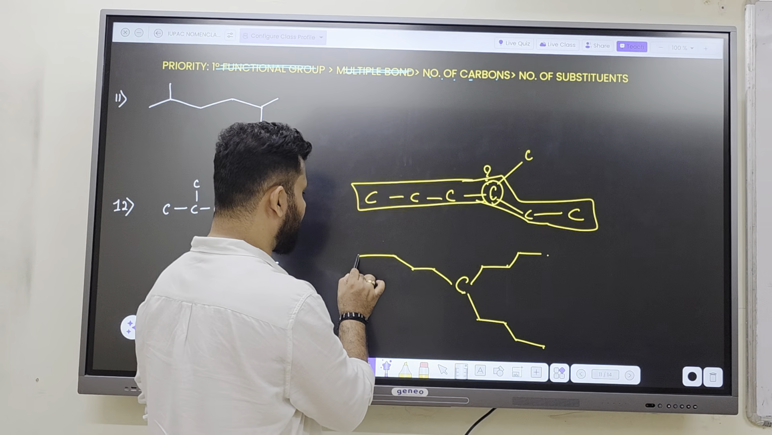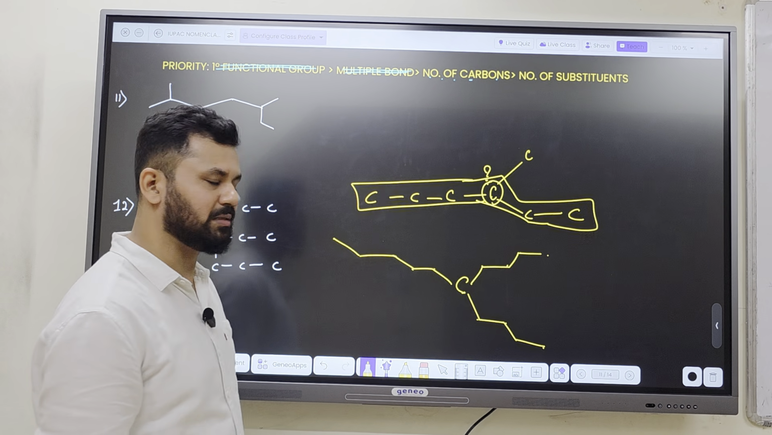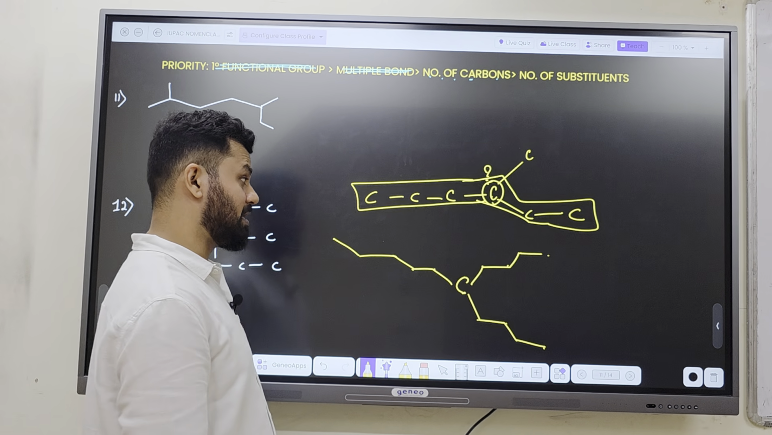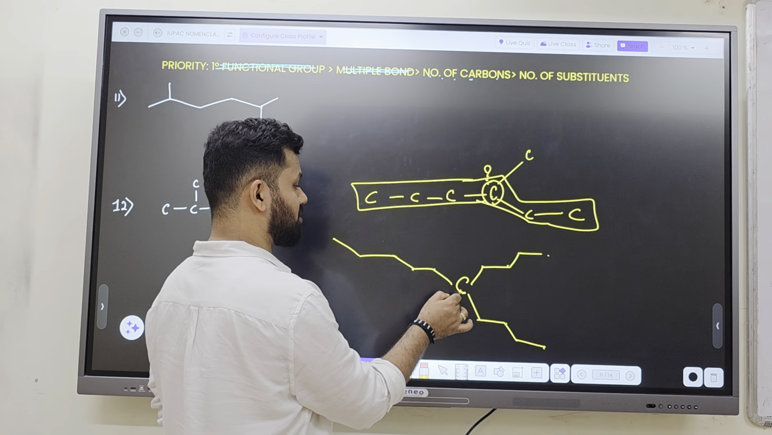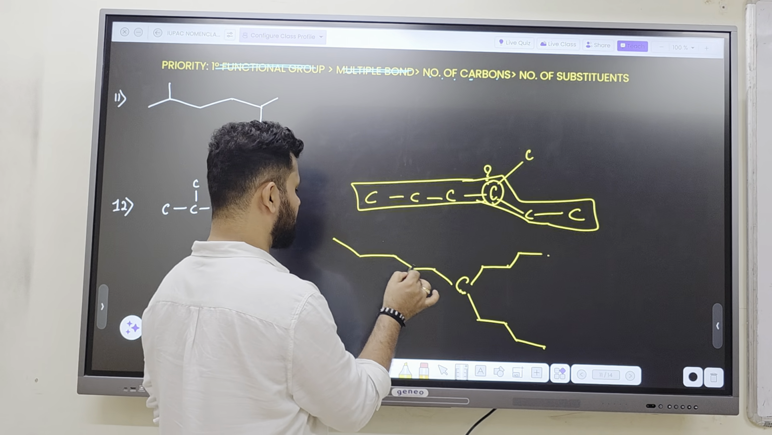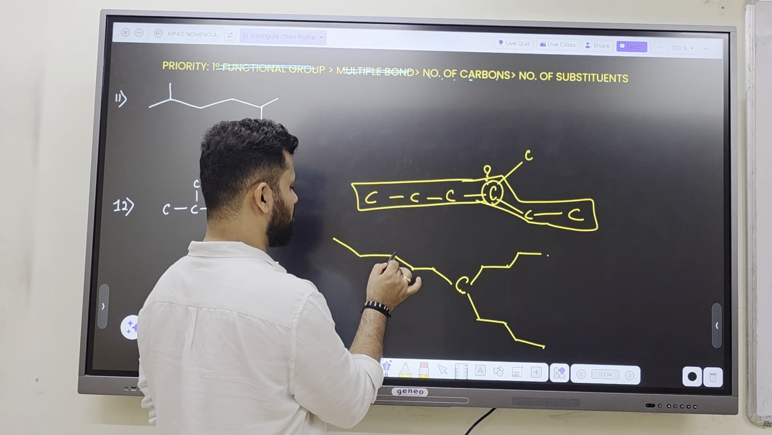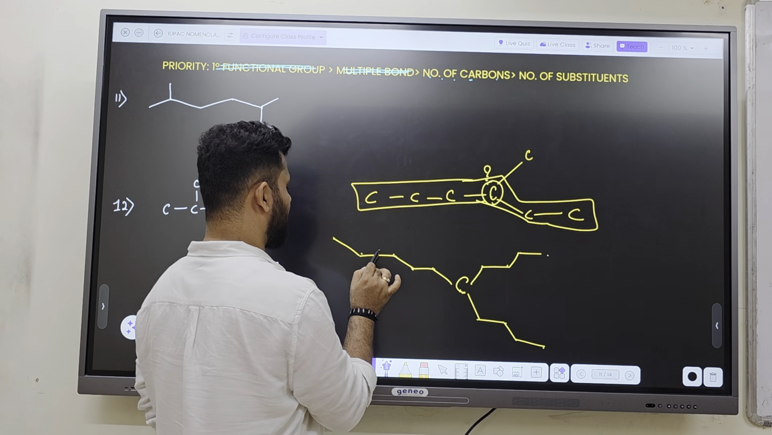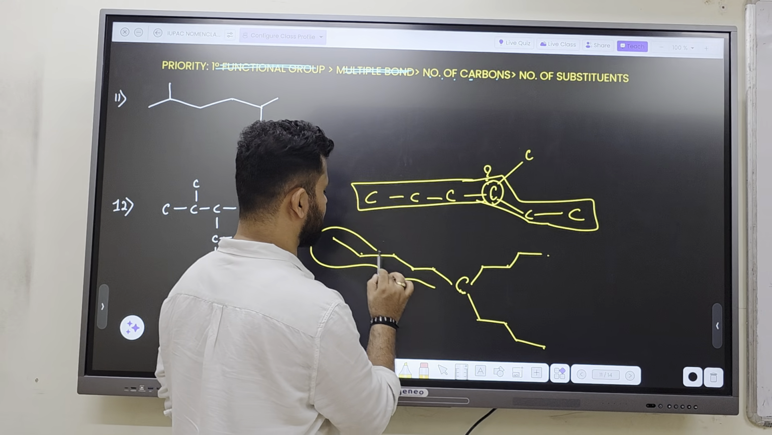But now, if I increase the number of carbons over here, then you will say, sir, the highest number of carbons from this particular point of intersection is this chain. 1, 2, 3, 4, 5. So therefore, I must select this carbon chain.